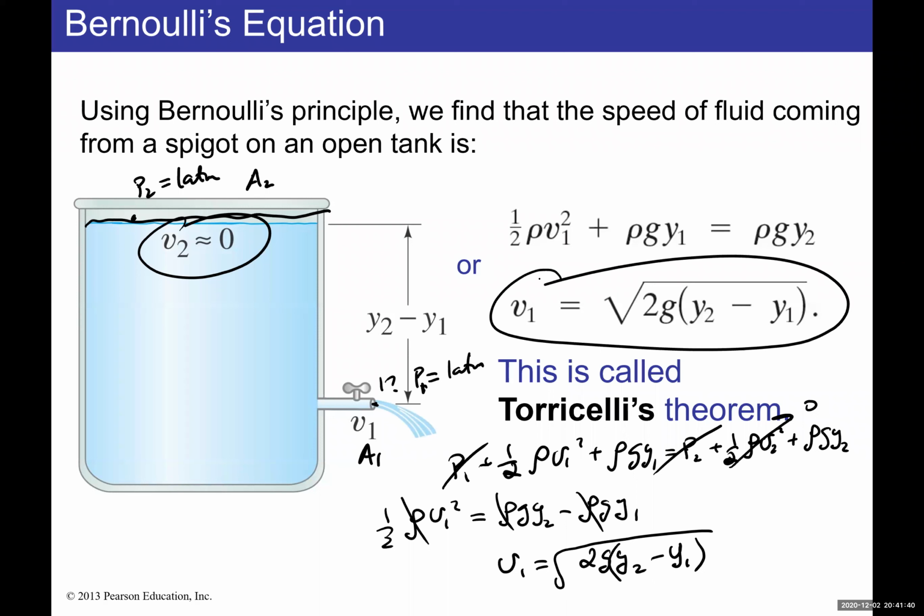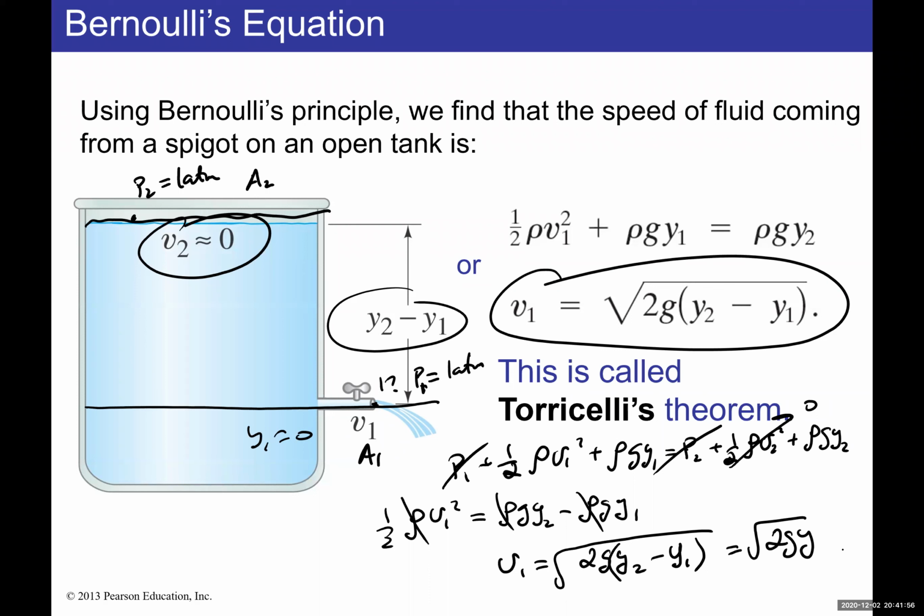And that's what we have. This is known as Torricelli's theorem. That means that equation basically simplifies to just V1 equals... Think like this: even if I take Y1 equals 0, all I need is a height difference, then this becomes just the square root of 2gy, or 2gh, right?